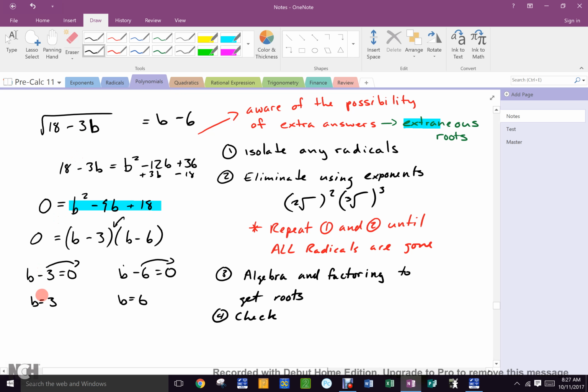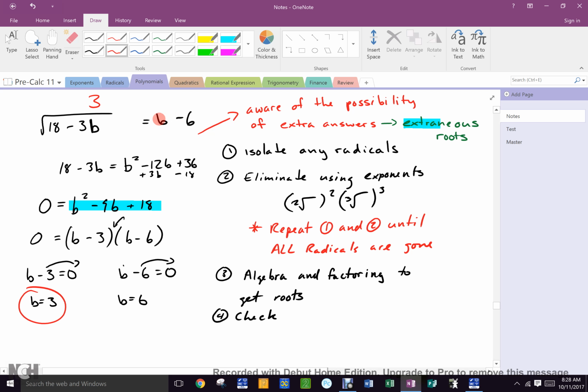So we'll start with 3. What's 3 times 3? 9. What's 18 minus 9? 9. What's the square root of 9? 3. So when b is 3, and we'll do that one in red, this side of the equation is 3, yes? Because I only care about the positive root, right?